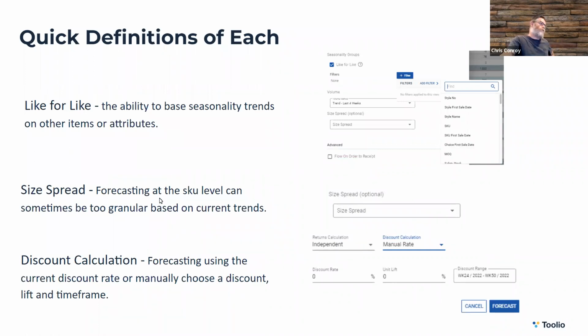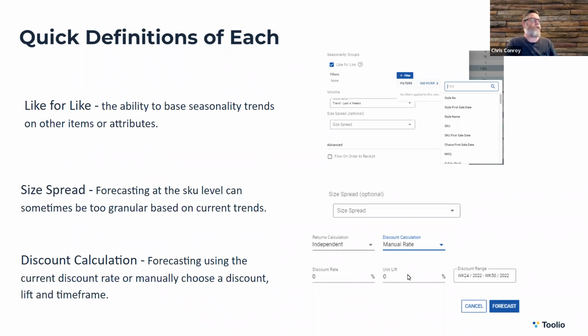Size spread can sometimes be too granular. You could be not selling a certain size for a couple of weeks, and that could be normal, so we don't want to forecast no units behind it. Forecasting using the current discount rate or manually choosing an option is really great here. Right now you can put in a discount rate, get a unit, put in a unit lift, and only for a specific time frame that you're forecasting for. This will be growing in advancements as we go. We're building more and more into this.